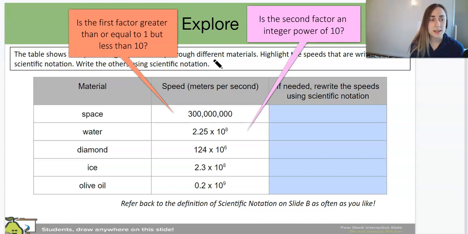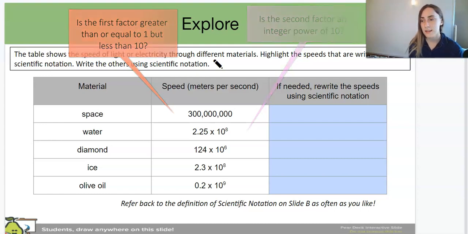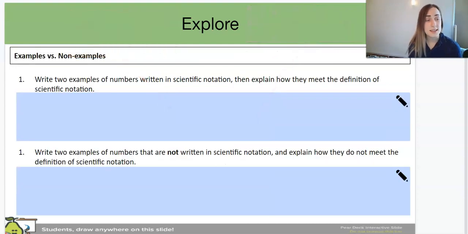Take whatever time you need, and then we'll move on to our last slide of our Explore section for today, which is examples and non-examples. This is a great way for us to keep track of new vocabulary that we learn. Today we learned about scientific notation. A notation is a way of writing or noting something. So on this slide, this will help us remember scientific notation for the future.